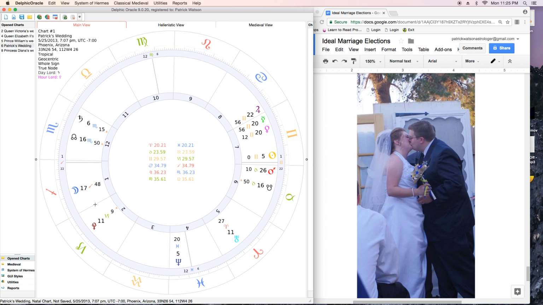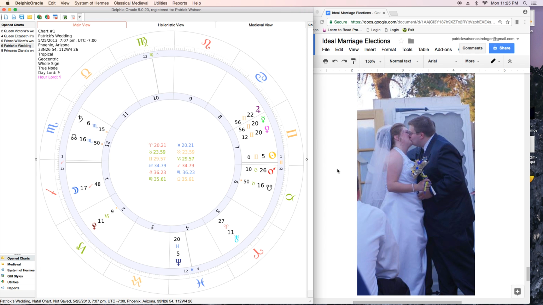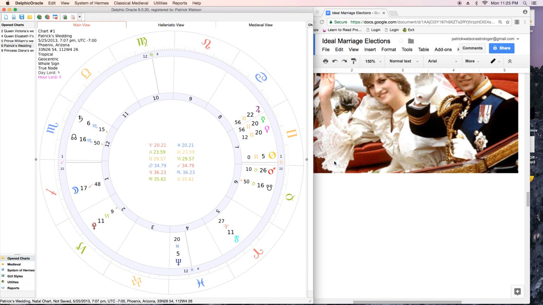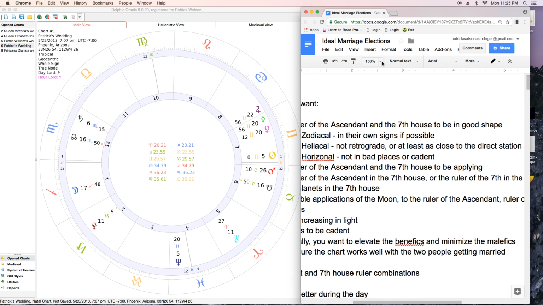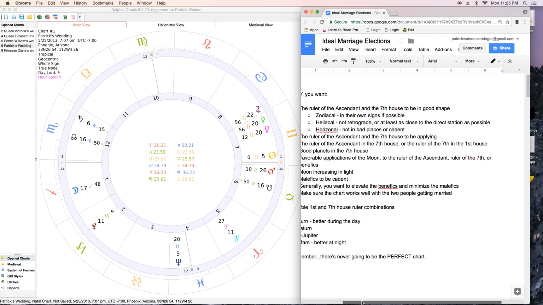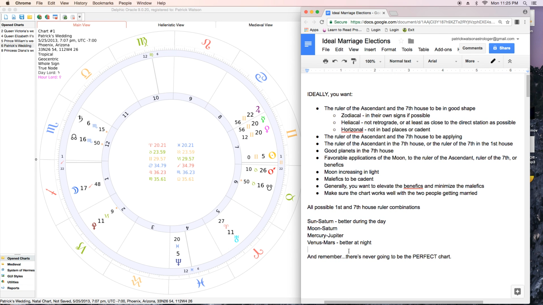So that is all I have to offer on ideal marriage elections. If you have any other examples of marriage elections that you've done or that you found for a celebrity or something, and you think it seems to match up with what we know about those couples, definitely let me know.